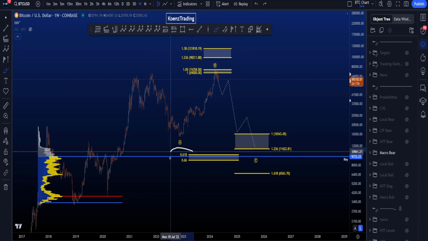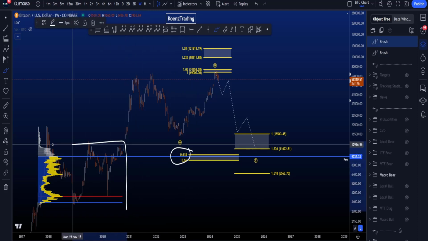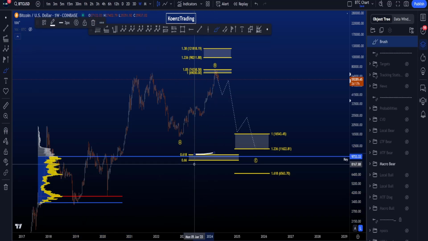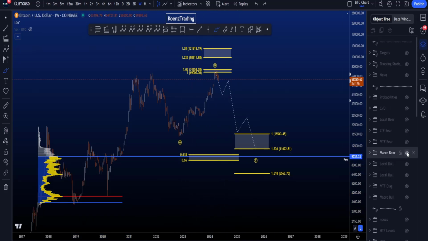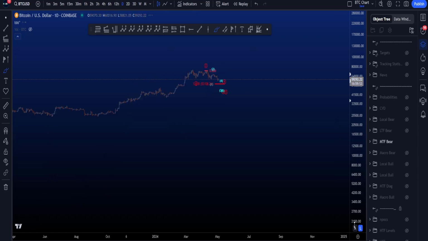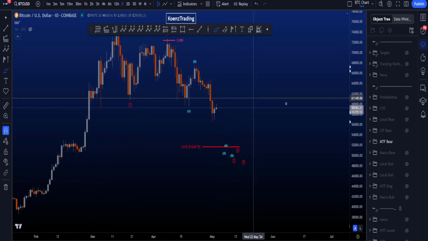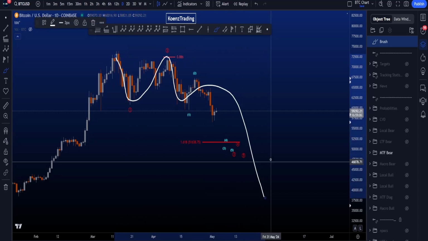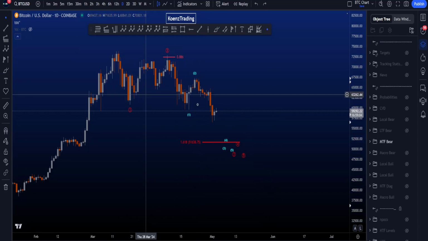Best area of support is the golden pocket and also the multi-year volume profile value area high between 10k and 9k. For this bearish scenario, we are then looking for impulsive structures on the daily time frame, meaning we want to see a wave 1, 2, 1, 2 and a very big wave 3 to the downside.